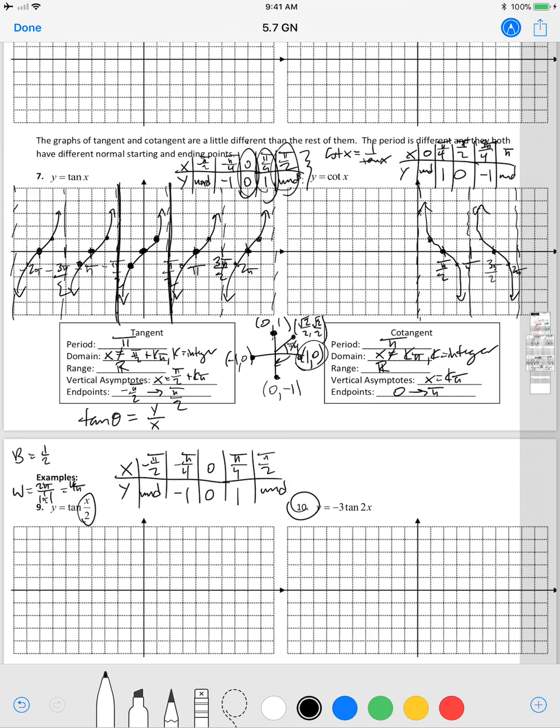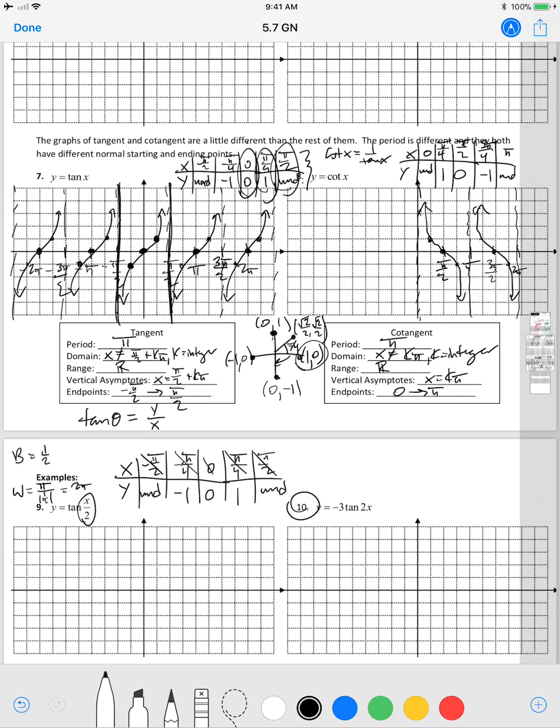Except, I hope you caught my mistake just there. Remember that, and this is the tricky part for tangent and cotangent, the new period will equal the normal period divided by the absolute value of b. Well, the normal period for the tangent and cotangent functions is just pi. So that means my new period is going to be pi over the absolute value of 1/2, which is 2 pi.